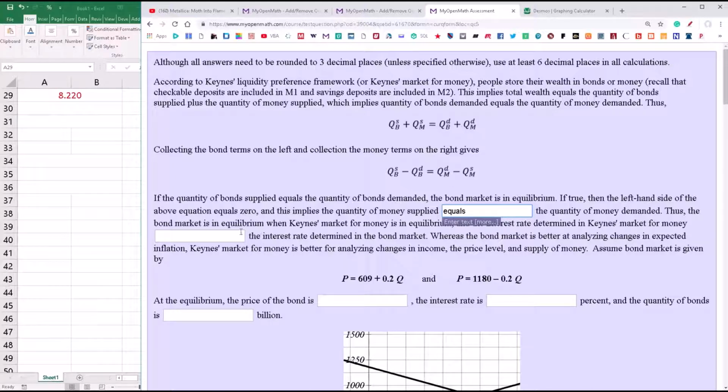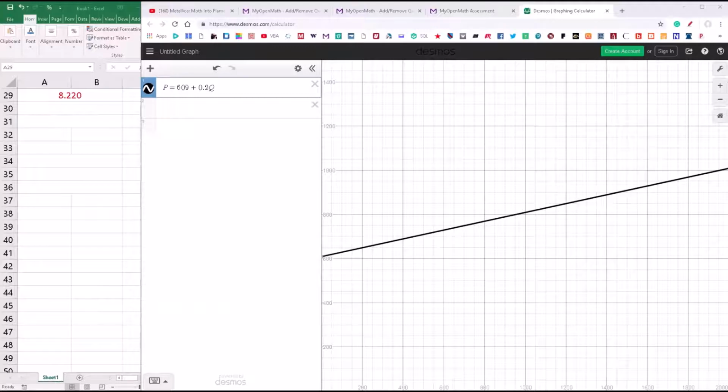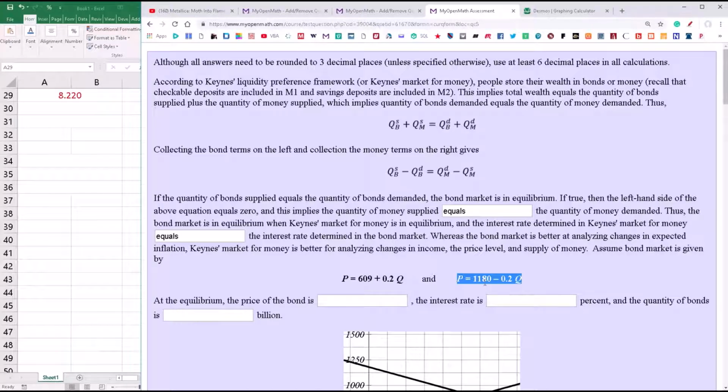So, moving on, the interest rate in the market for money is going to equal the interest rate determined in the bond market. Again, that's what we talked about in the previous video. Assume this is our demand and supply for bonds in a particular economy. This is the supply, and this is the demand. I copied my supply curve in here, and I'm going to copy the demand curve in here.